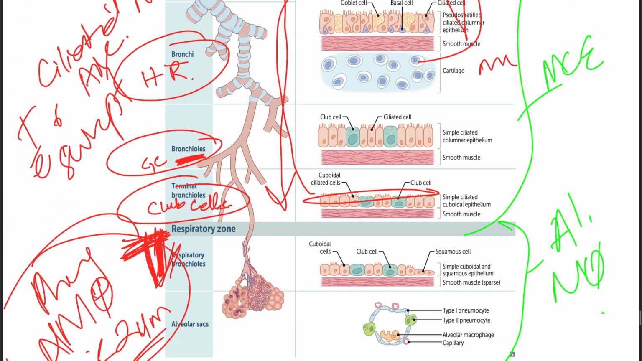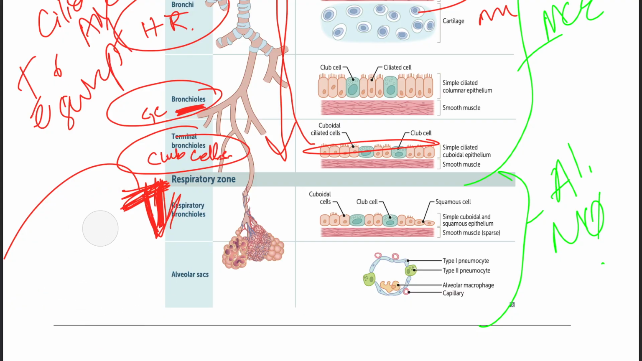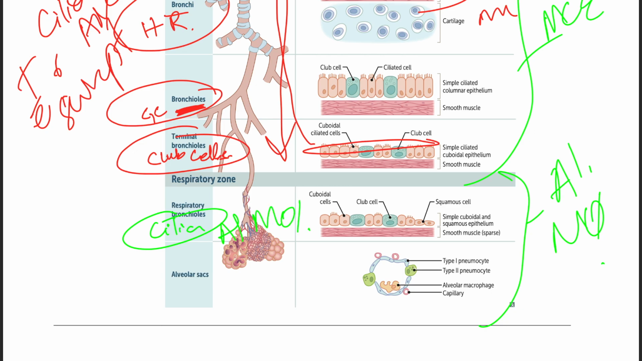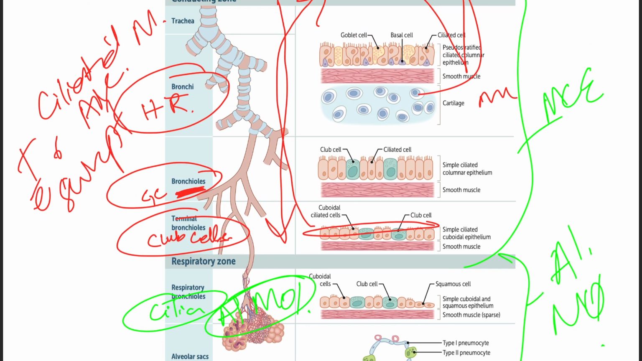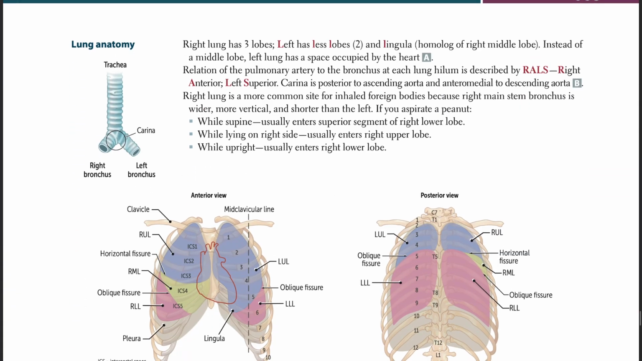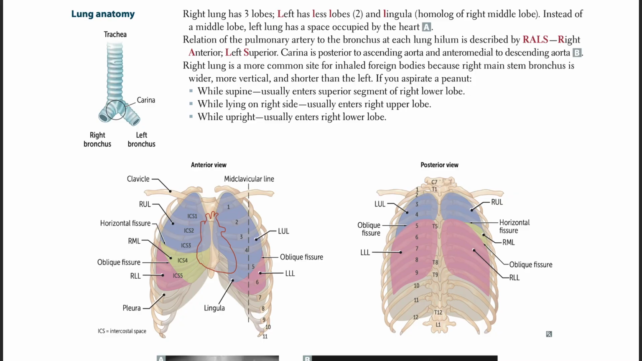And one more high yield point, as we were mentioning: cilia would end at the respiratory bronchiole, and alveolar macrophages will start here. So just recalling the important points: bronchi, you have highest resistance. Bronchioles, you have goblet cells. Terminal bronchioles, you got club cells. Respiratory bronchioles, cilia would end here, and alveolar macrophages will start. And that's it for that page.